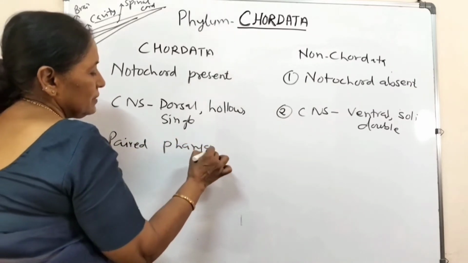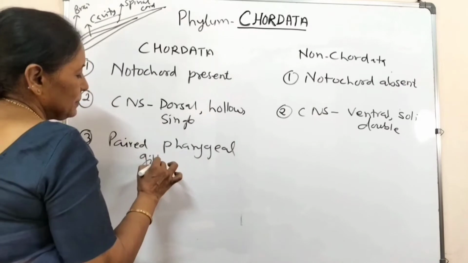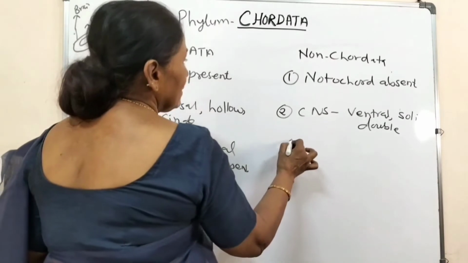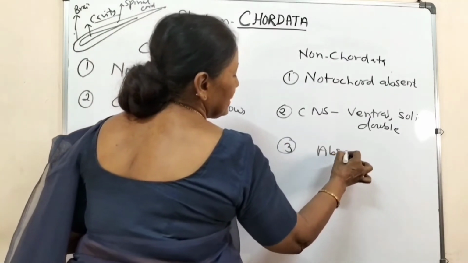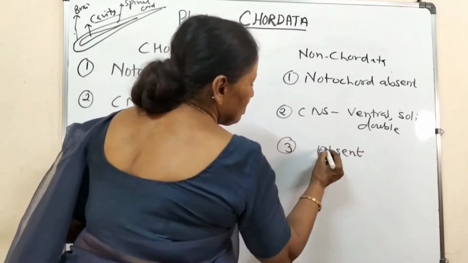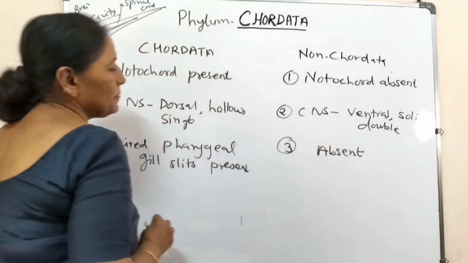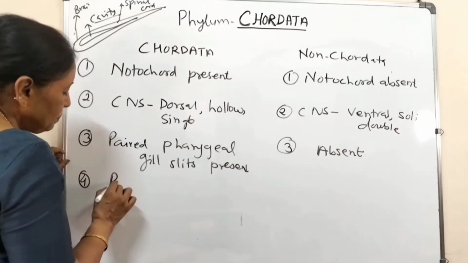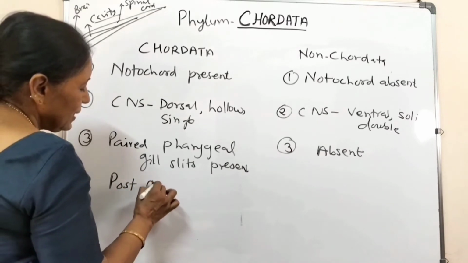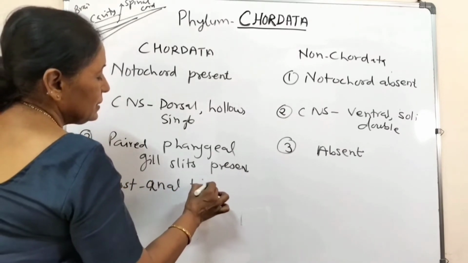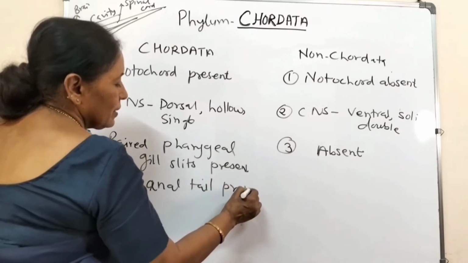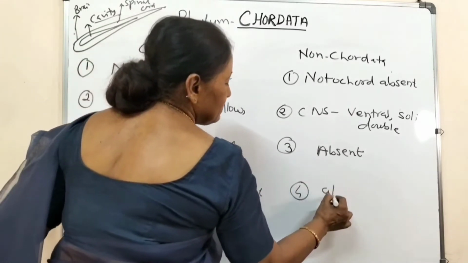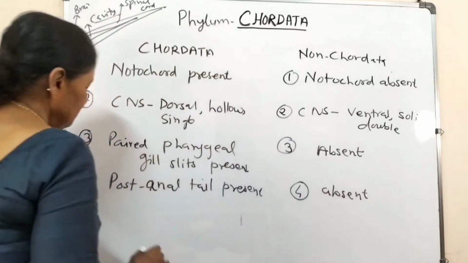Pharyngeal gill slits are present, whereas in non-chordates, they are absent. We should never write just present or absent, but here I am doing that. We have to write the complete sentence that pharyngeal gill slits are absent. The post-anal tail is present in these chordates, whereas the post-anal tail is absent in non-chordates.